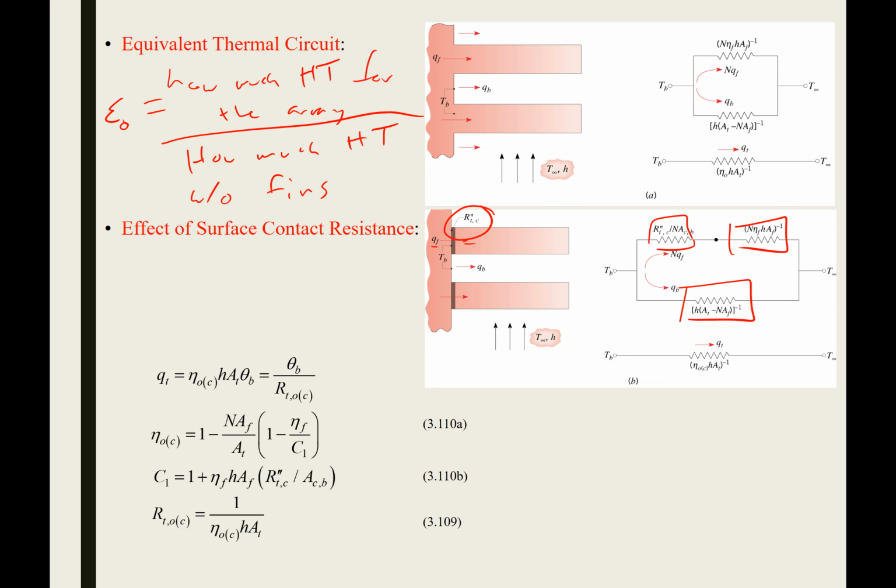It's basically saying if I just left this surface alone without adding any extra surface area, how much better could I do if I installed a bunch of fins to increase the surface area and heat transfer. So that, again, is going to be a number that is greater than 1.